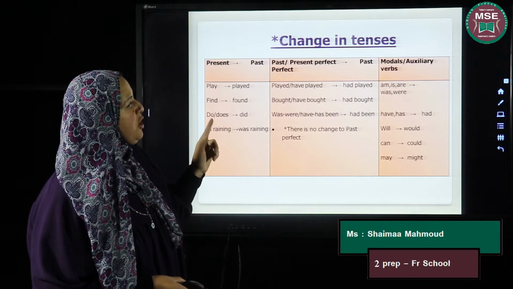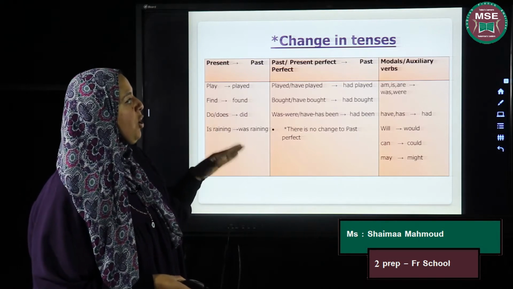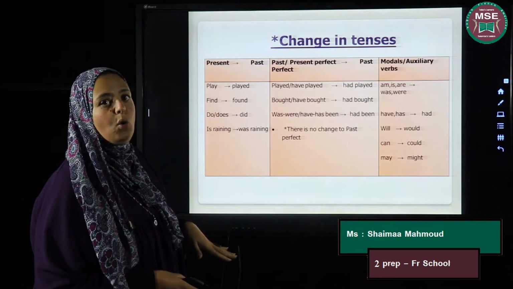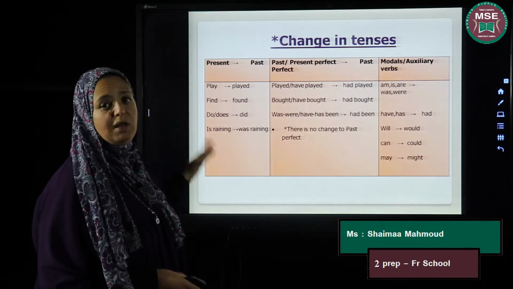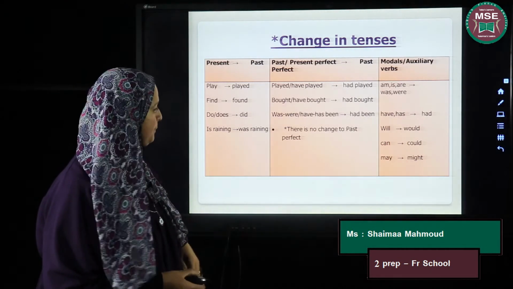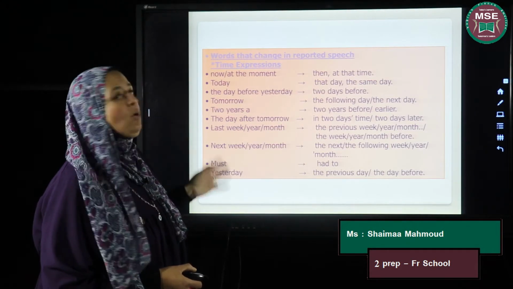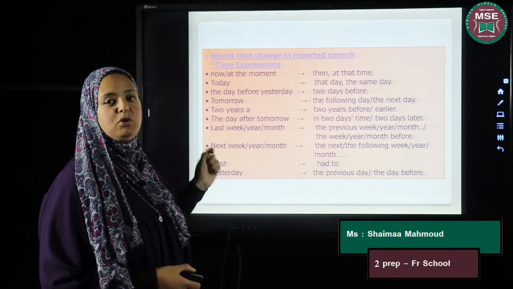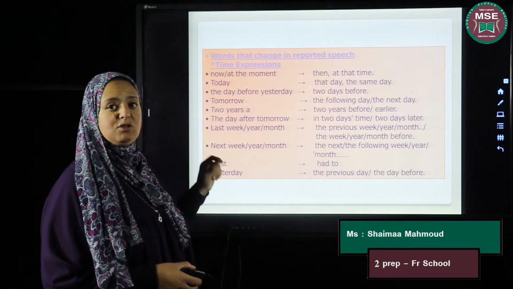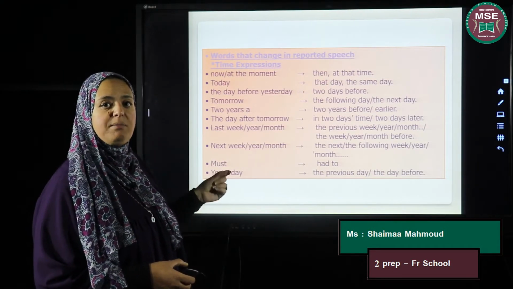Modals or auxiliary verbs such as am or is or are are changed into was or were. And you'll find all these changes in your booklet. We don't only change verbs or tenses of verbs, we also change time expressions.